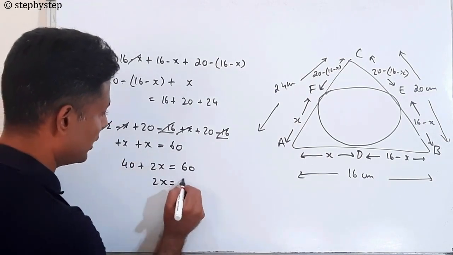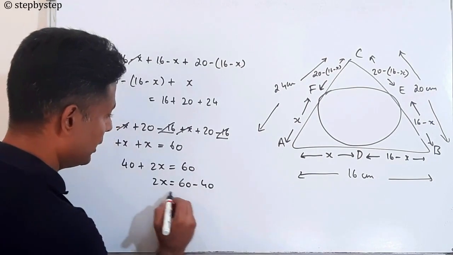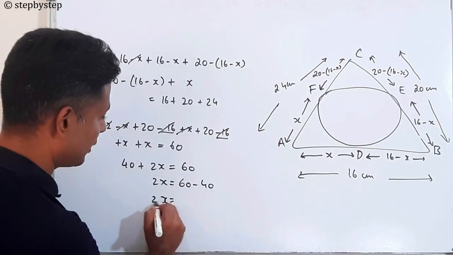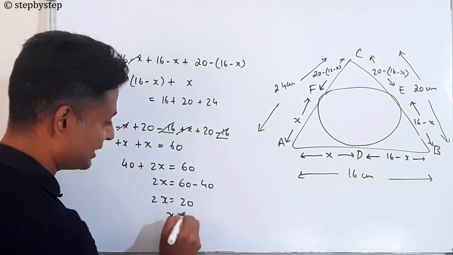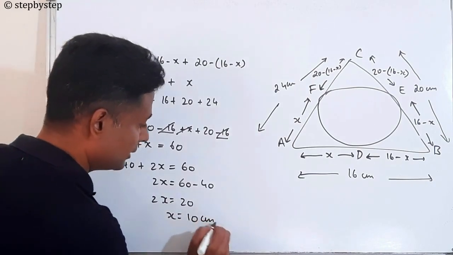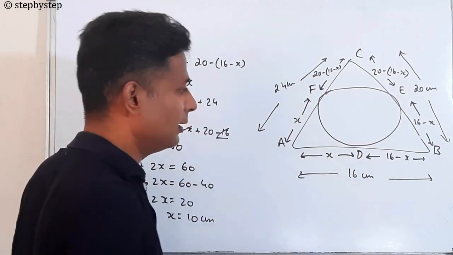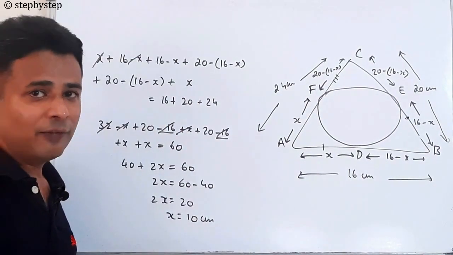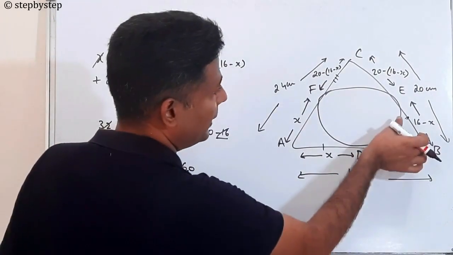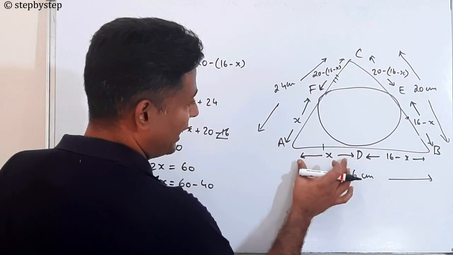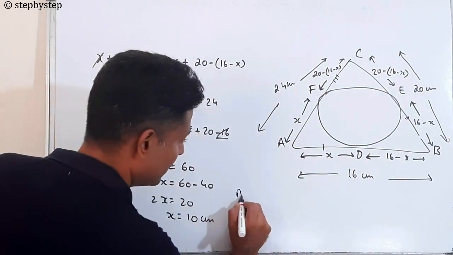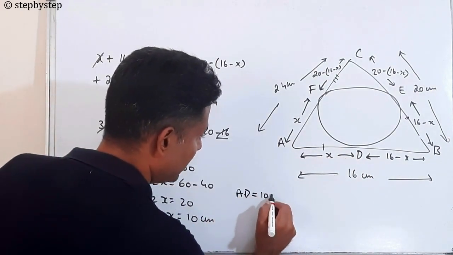So 2x equal to 60 minus 40. So we get 2x equal to 20, which means x is equal to 20 by 2, 10 centimeters. So we got 10 centimeters. Now they have asked us to find AD, BD, BE and CF. Now AD is x, we already got AD as 10 centimeters, right?